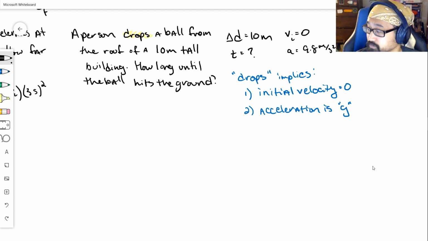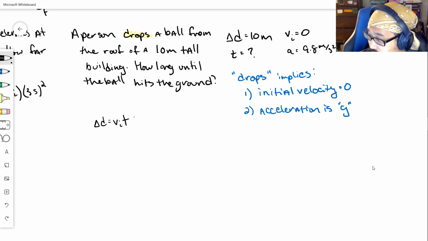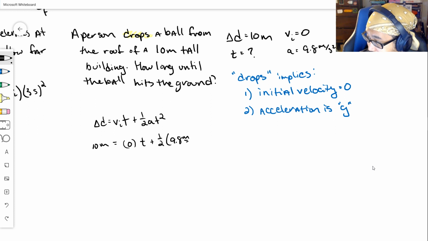and that's down, right? So, I use my big equation, right? My change in distance is velocity times time plus 1/2 at squared. So I'm going to do this. Change in distance is 10 meters. That equals 0 times time plus 1/2 times 9.8 meters per second squared times time squared. Now this goes away because anything times 0 is 0. So 10 meters is 1/2 times 9.8 meters per second squared times t squared.